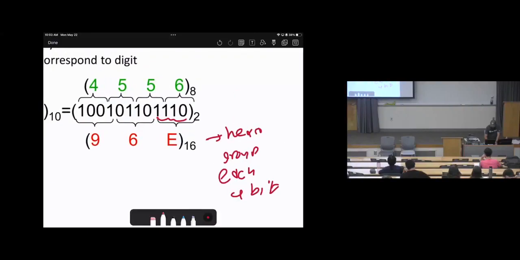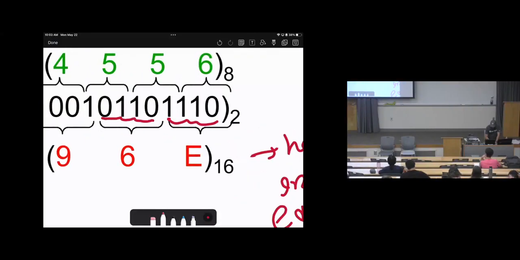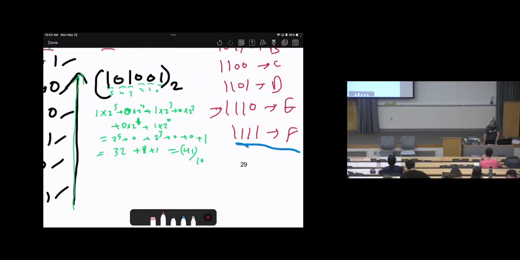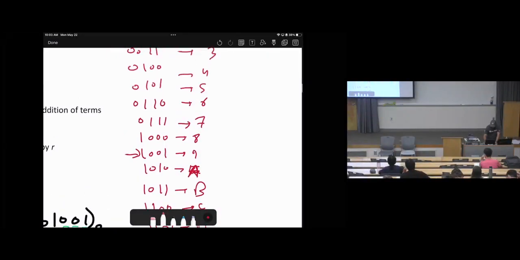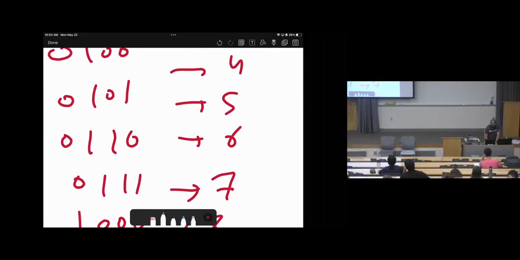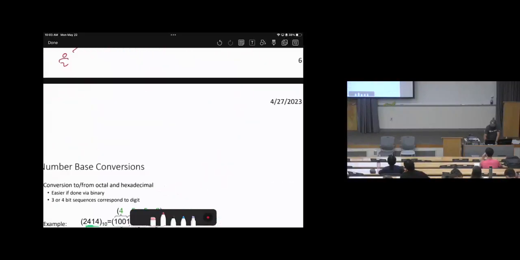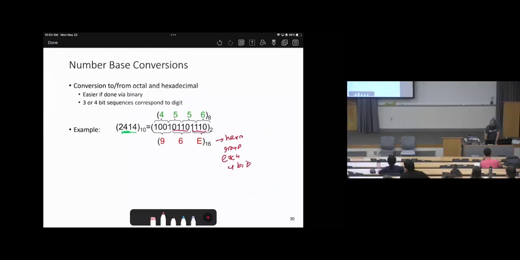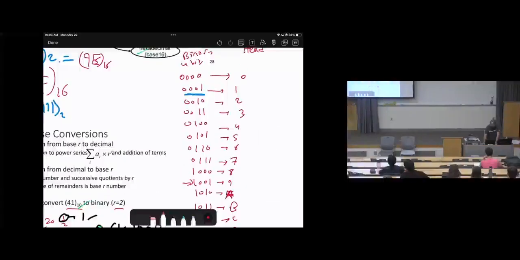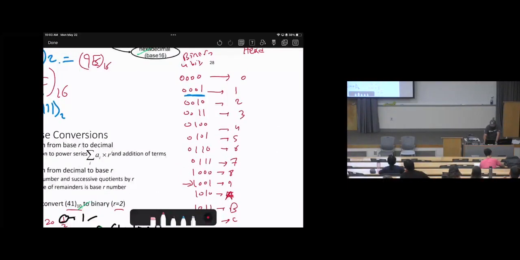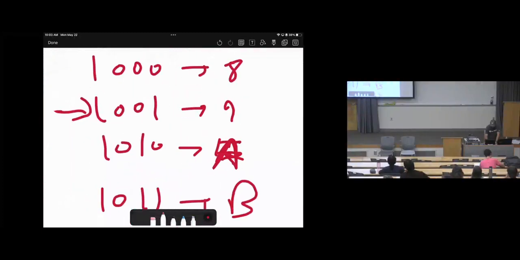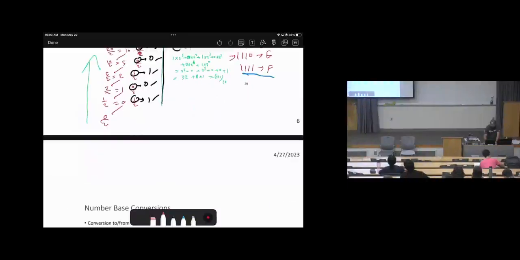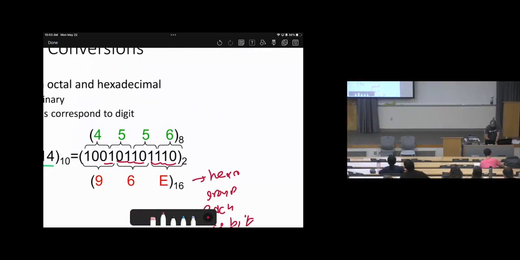Then here, 0110, go to the table, equivalent to 6. Then 1001 equivalent to 9. So that's how we do it. Just group each 4.